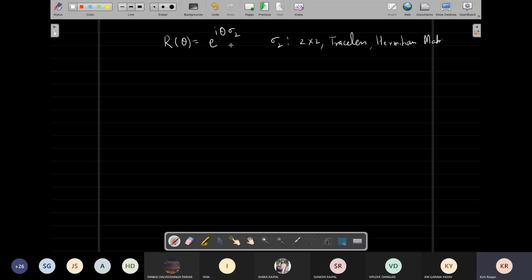For example, we never wrote anything like R theta is equal to cos theta, sine theta, minus sine theta, cos theta. This is the structure which we remember about R theta. It doesn't look like this structure, right? It looks like R theta is equal to exponential i theta sigma 2. Can I get this structure from this? What have we got? Can we get that?